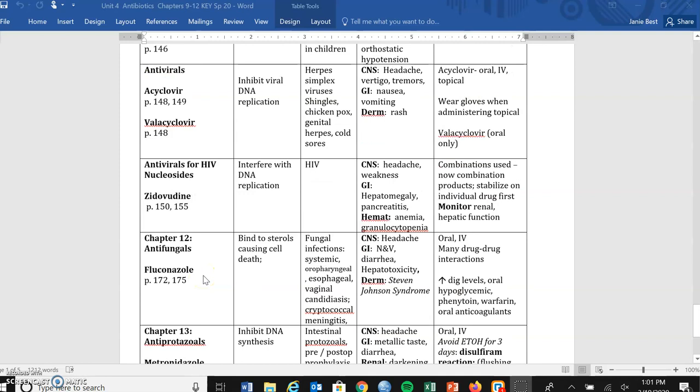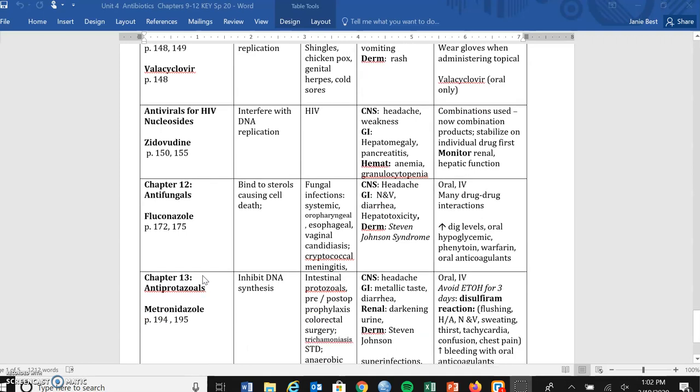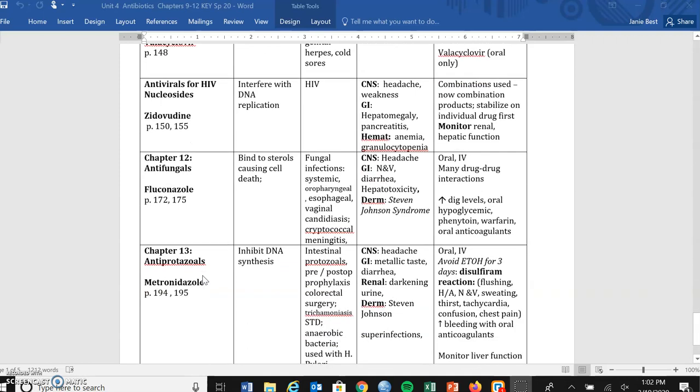Zidovudine is used for HIV. There are many HIV drugs, and several of them are talked about in your textbook, but this is the one we've chosen as a common antiviral for HIV. It does cause hepatomegaly and pancreatitis, so you need to monitor hepatic and renal function, and is often given in combination with other drugs.